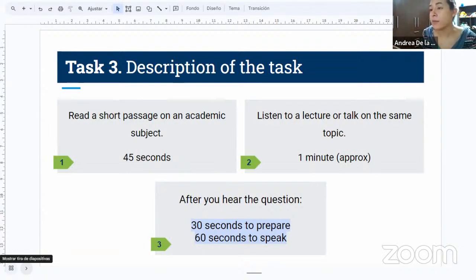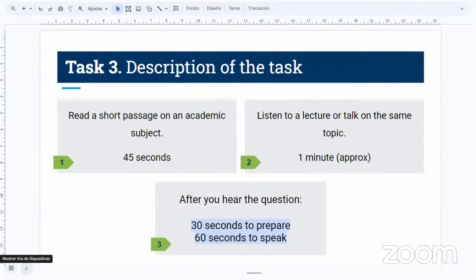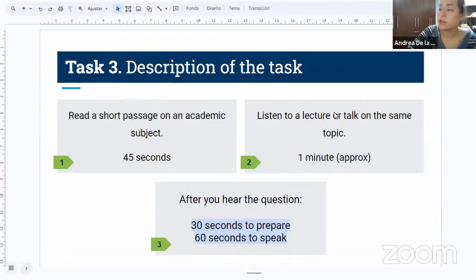So in terms of format, it is exactly the same as the second question. First, you read for 45 seconds, you listen to the audio file, you get the question, 30 seconds to prepare, 60 to speak. Okay, guys, that's the format, exactly the same as what we did for question 2. Is that okay so far? Any questions about the format? No, miss. Okay, now what changes is the topic, the content.